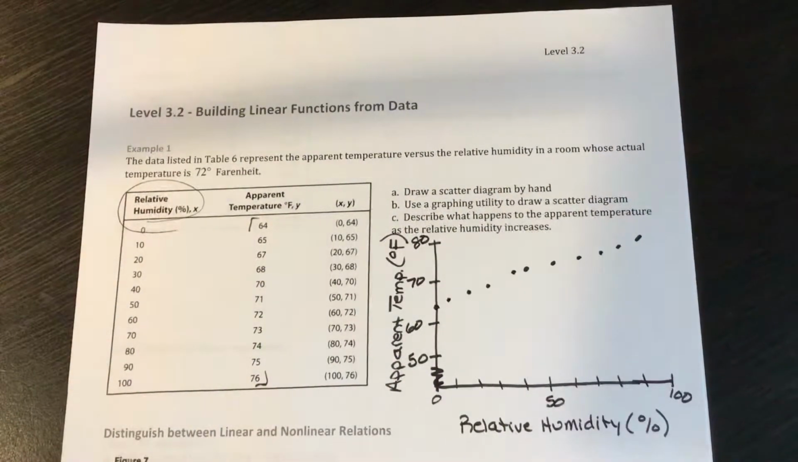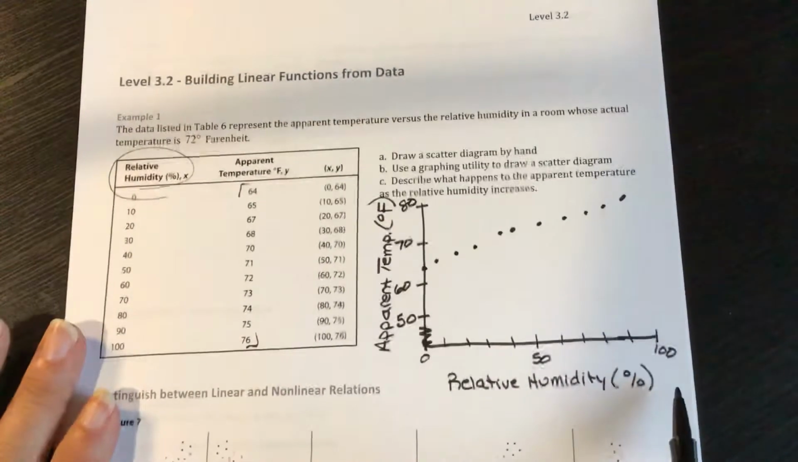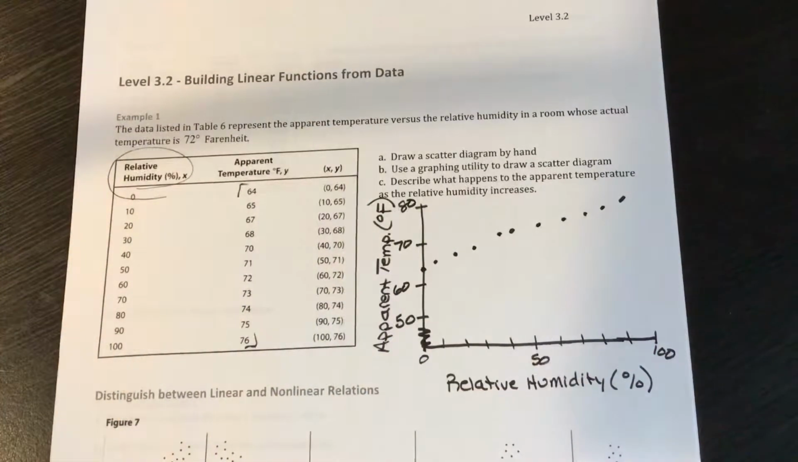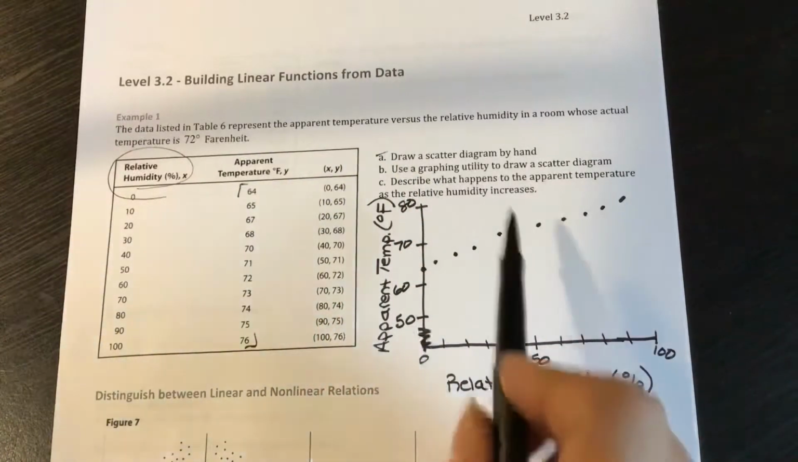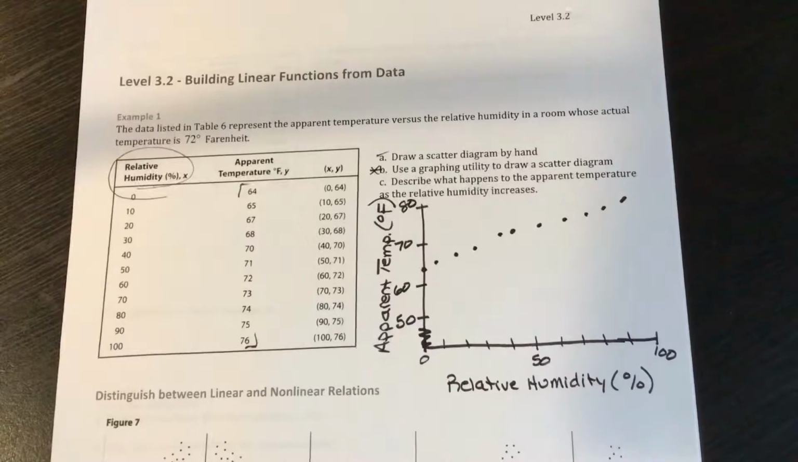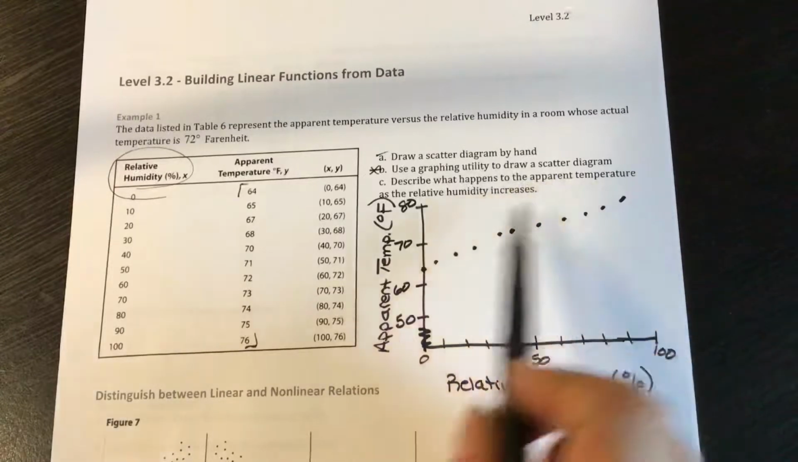All right, so we can look at this and we can see that as the relative humidity increases, so does my apparent temperature, or the real feel temperature. So if I were to write that as a sentence, here we drew the scatter plot. We're going to do this using the graph utility in just a bit. We're going to use Desmos to get a graph on this. So describing what happens to the apparent temperature.